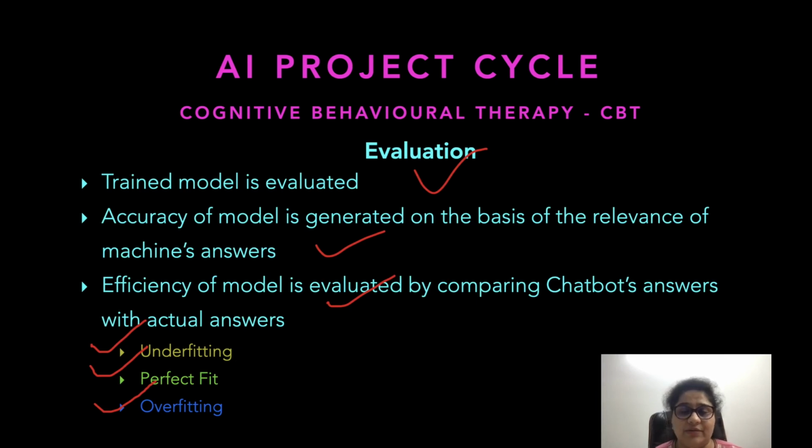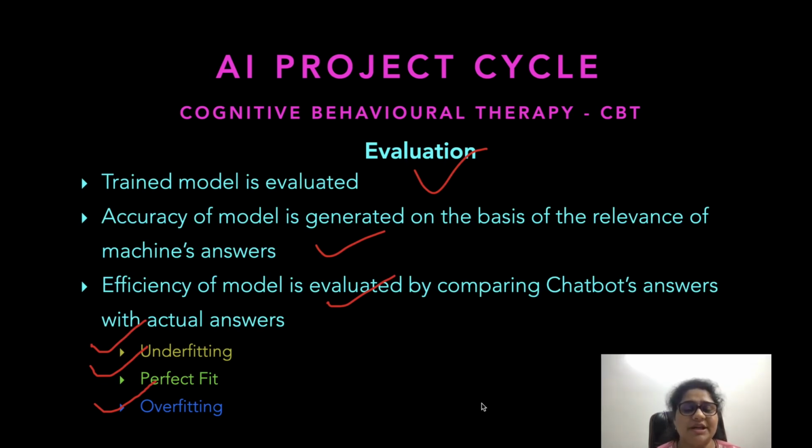Second is perfect fit. Name says, right? It is perfect. That means the machine's or my chatbot's answers are very close to the actual answers or exactly the actual answers. So those are called perfect fit, right?